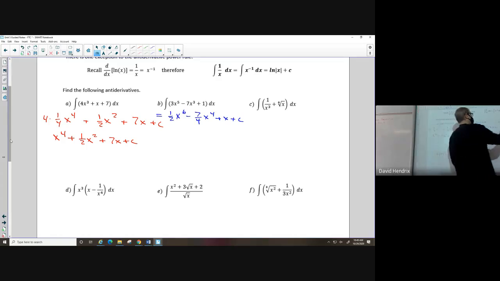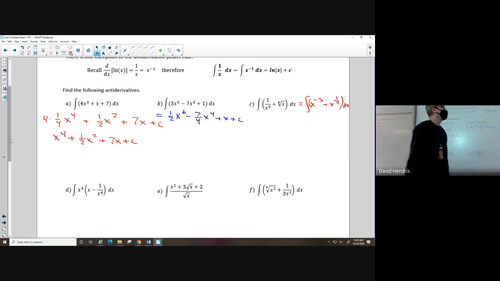Fractional exponents, right? So we're going to end up having to rewrite this as the integral of x to the negative third. And then what is this? So this is x to the 1/4, right? We have to do that.